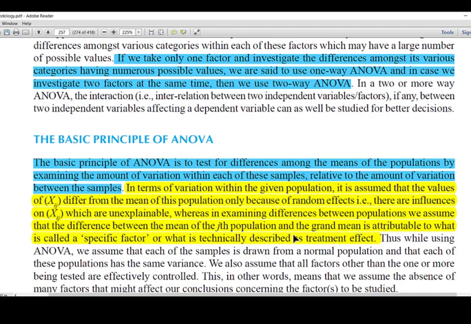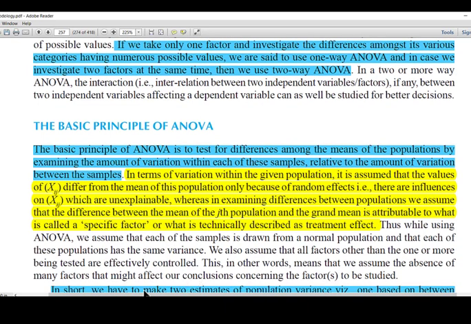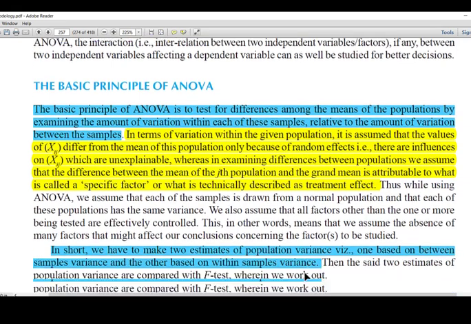Thus, while using ANOVA, we assume that each of the samples is drawn from a normal population and that each of these populations has the same variance. We also assume that all factors other than the one or more being tested are effectively controlled. Thus, in other words, we assume the absence of many factors that might affect our conclusions concerning the factors to be studied.